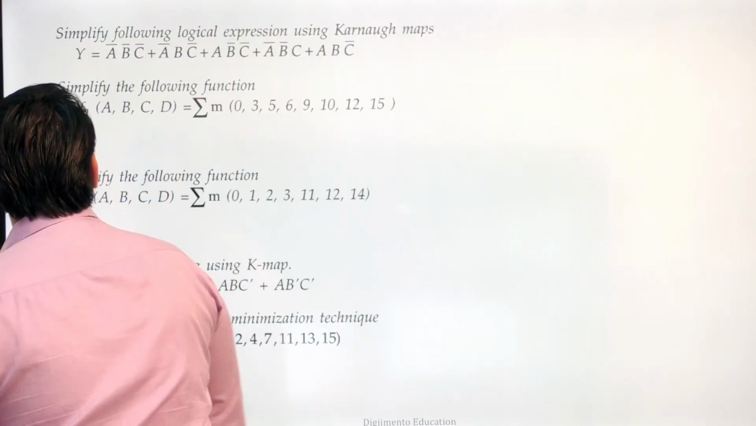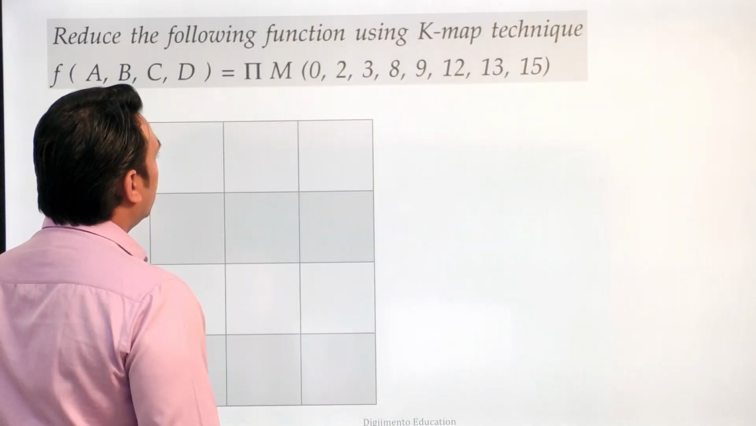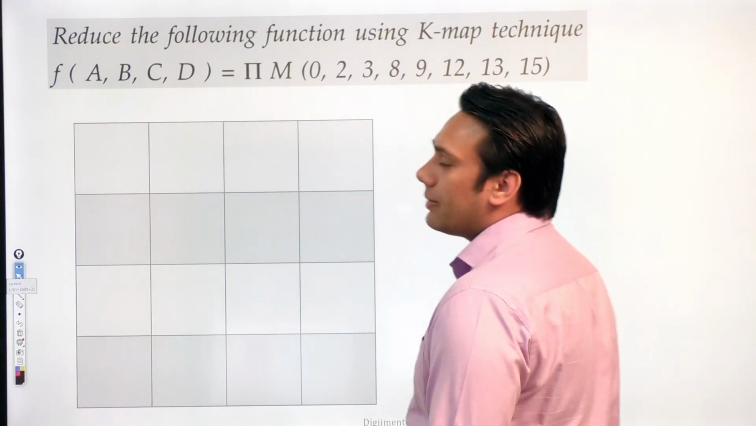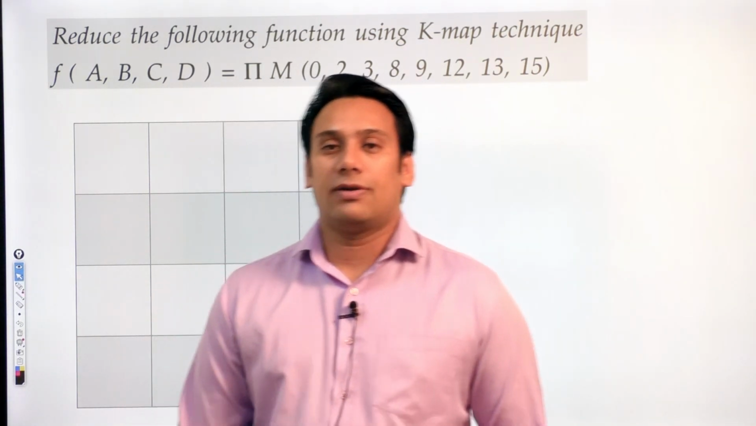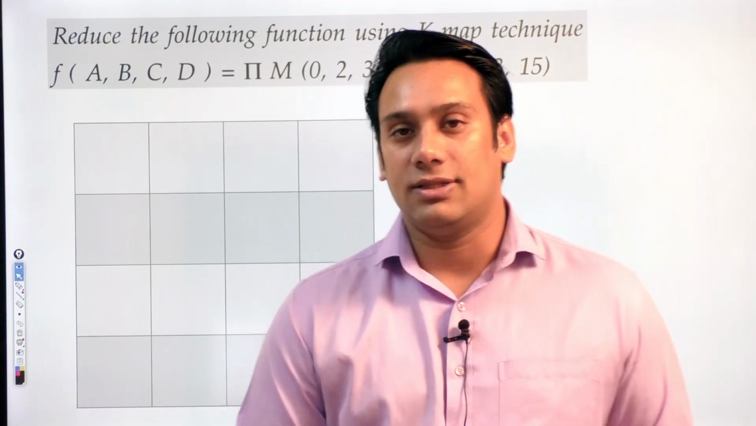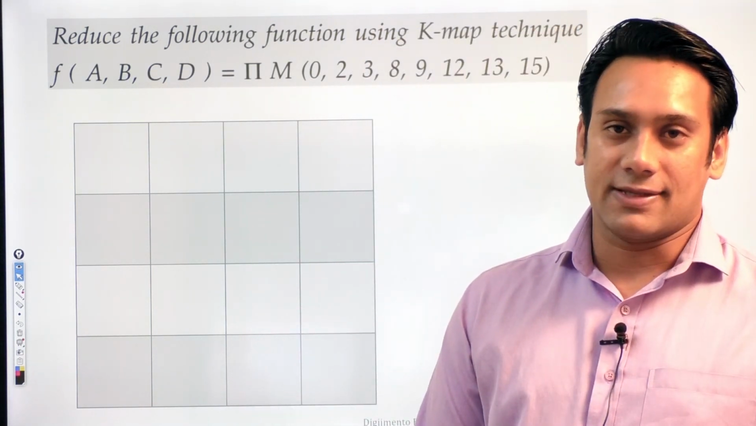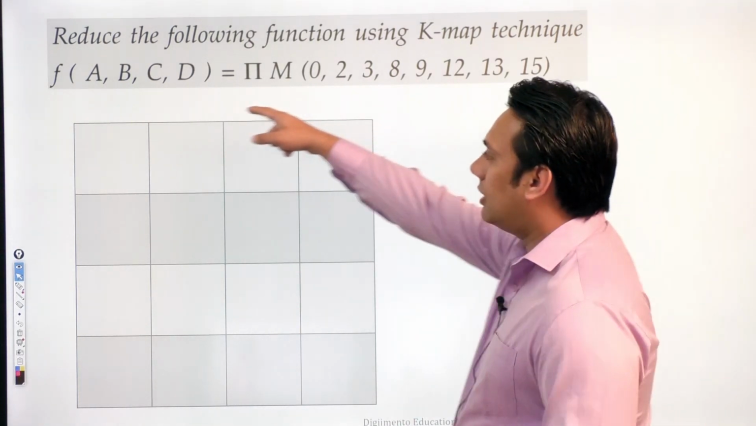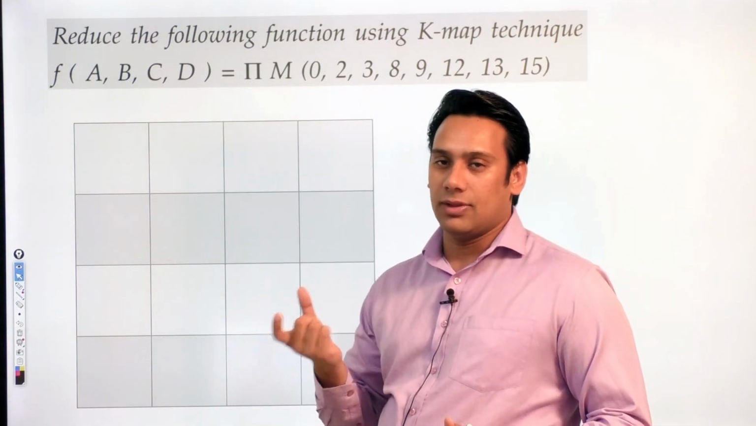So again, here also this is the same question, but this time it is a 4 variable K-map. We have A, B, C, D. So this is your 4 variable K-map, and here they are giving us the max terms. So we have max terms given. So let me do one thing. Instead of writing the max term here, I'm going to solve it by using the min term representation.